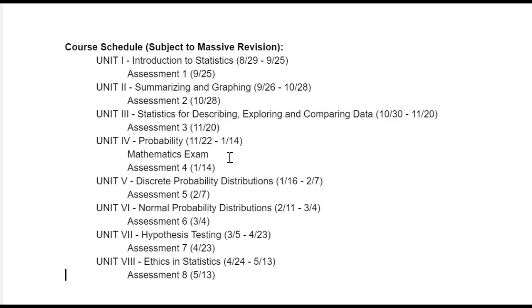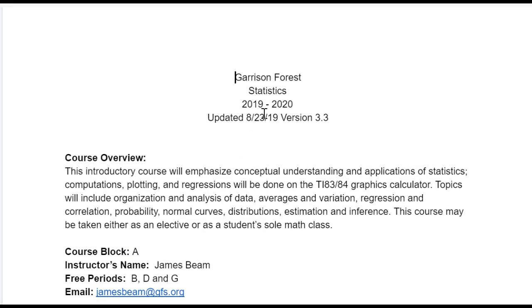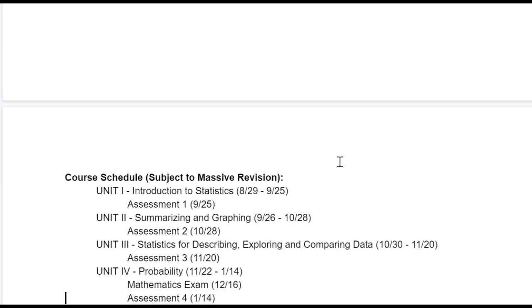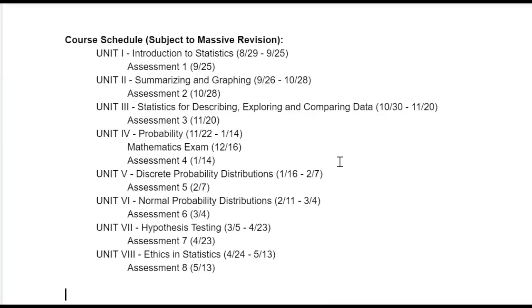Like, for example, I am going to add right now, because we know it, the date for the mathematics midterm exam is on 12/16. So I'm going to go up to the top here and say that I revised this on 8/24. This is now version 3.4 of the syllabus. And we clearly see that the math exam is now on 12/16 because we know that date. Now you'll notice that there's no final exam here.